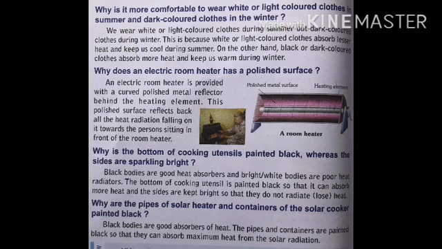Why are the pipes of the solar heater and containers of the solar cooker painted black? Black bodies are good absorbers of heat. The pipe and the container are painted black so that they can absorb maximum heat from the solar radiation. Finally, a bright shiny surface is a poor absorber of heat radiation because it reflects the radiation falling on it.